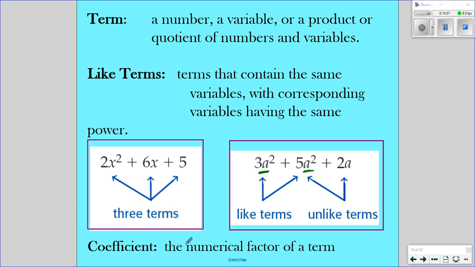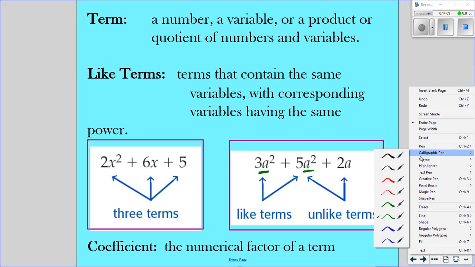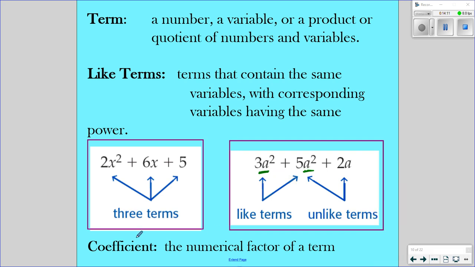Coefficient is the number, the factor, in front of a term. So with the coefficient, I'm going to put this in red. This is the coefficient. It's the number in front of the term. So this is also a coefficient. This is a coefficient. This is a coefficient. And this is a coefficient.